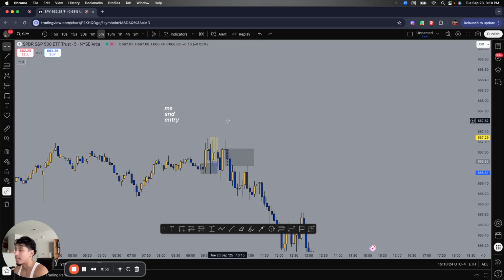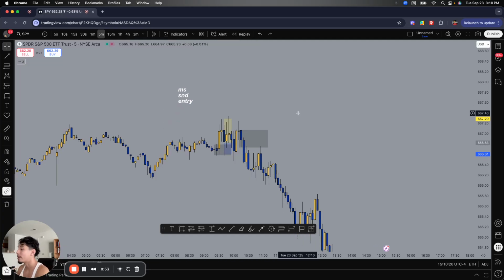If I don't see one of these, then I'm not going to enter a trade. And if I do enter a trade and I lose, then I know why I lost. Or even if I do take a trade and I don't follow these three things, then I know that I broke my rules and I got lucky that day. So let's just get straight into it.